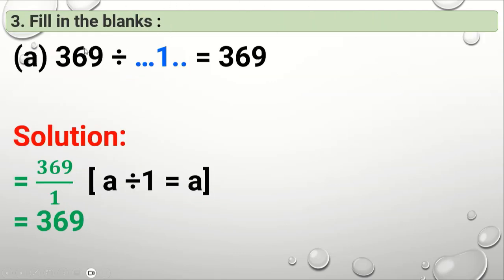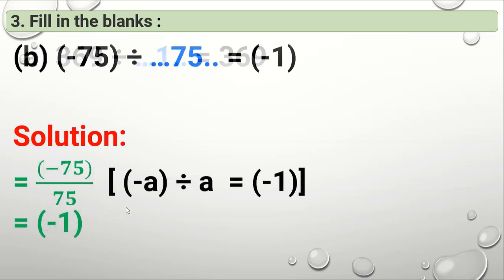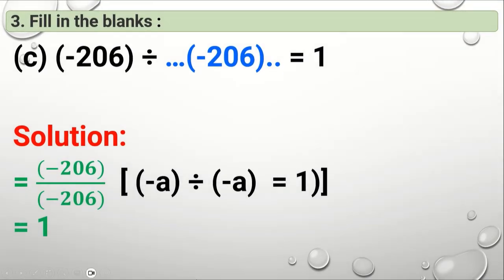Next is fill in the blanks. So 369 divided by dash equals 369. The 369 divided by 1 will become 369. B question, minus 75 divided by dash equals minus 1. So if we divide minus 75 upon 75, the answer will be minus 1. So here our answer is 75. Next, minus 206 divided by dash equals 1. So minus 206 upon minus 206. So minus will cut, 206 will cut. So our answer will be 1.